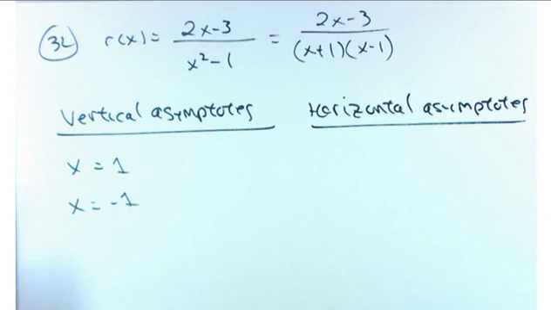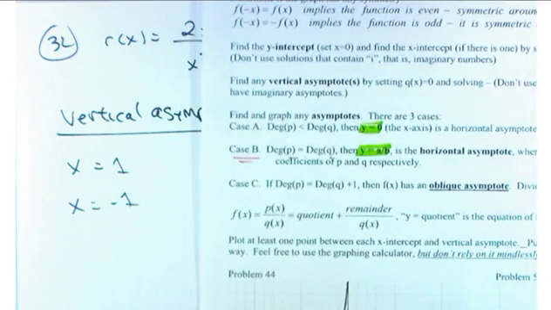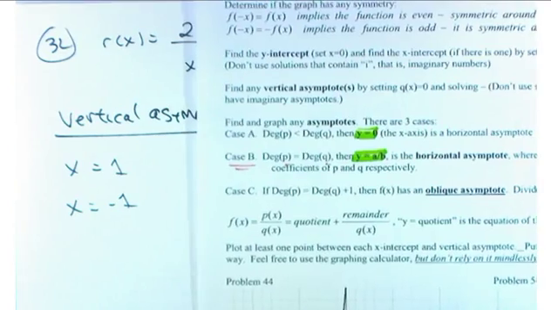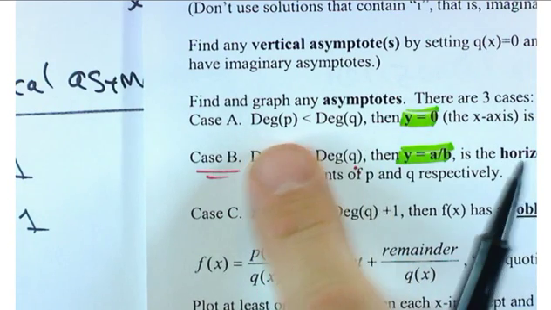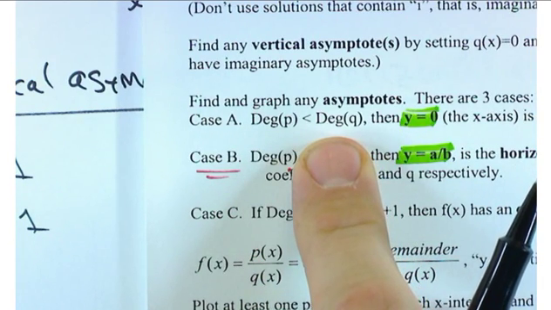Horizontal asymptotes. What case am I dealing with here? Case C or case A? They're not equal, so the degree of the numerator is less than the degree of the denominator. So that'd be case A.